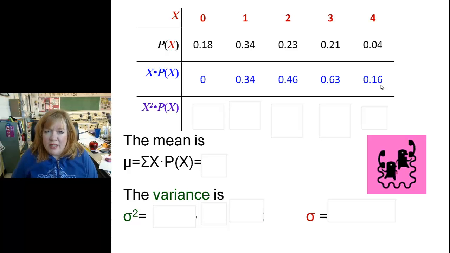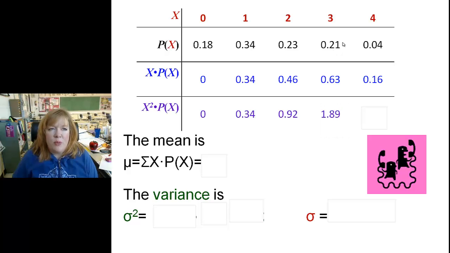To find the variance, you're going to have to square the x up here and then multiply by its probability. So 1 squared times this, 2 squared times this. 0 squared times 0.18 is just 0. 1 squared times this guy is 0.34. 2 squared is 4 times that, which gives us 0.92. This would be 3 squared, or 9, times 0.21, gives you 1.89. 4 squared, which is 16, times 0.04 is 0.64.